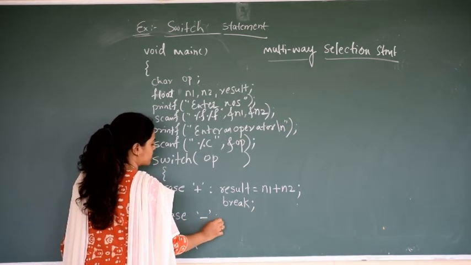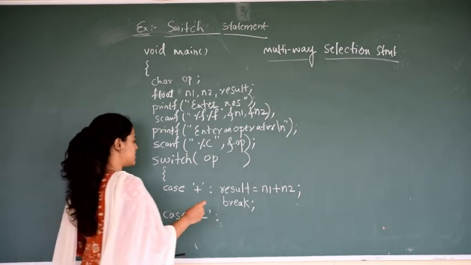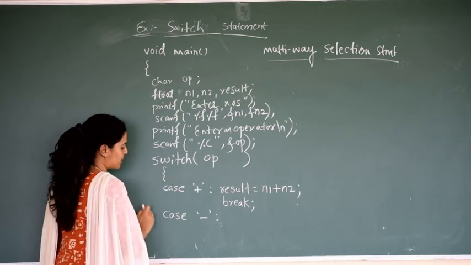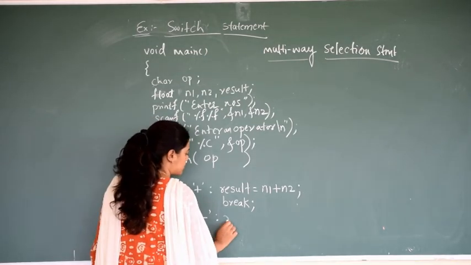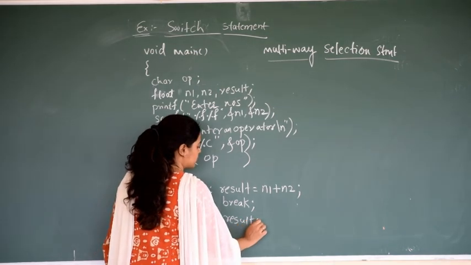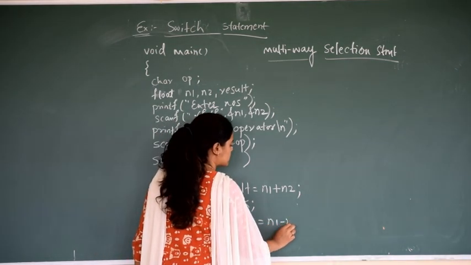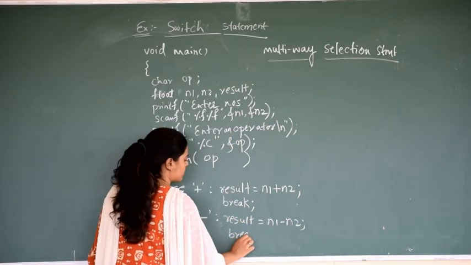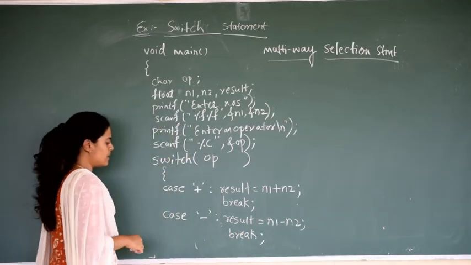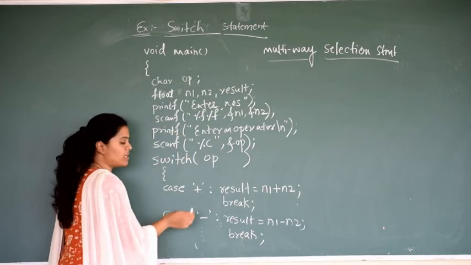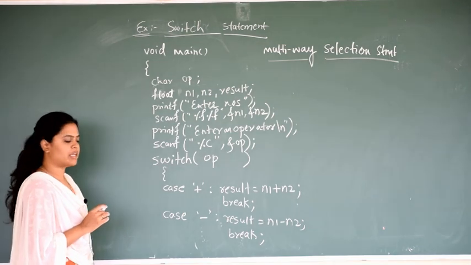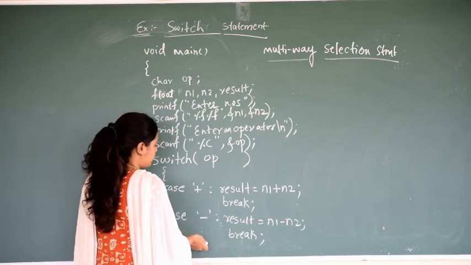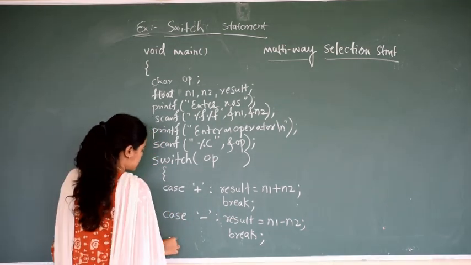Suppose it is the minus operator. Then it will check whether the operator is minus, skip this part of the program, and directly come to the minus part. Again it will calculate the subtraction n1 minus n2, store the result in the result variable, and again break. So like this you can use any arithmetic operators you want. For example, for multiplication and division, you can do it using switch statements.